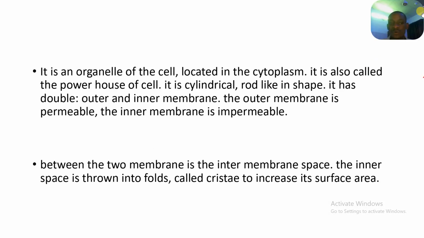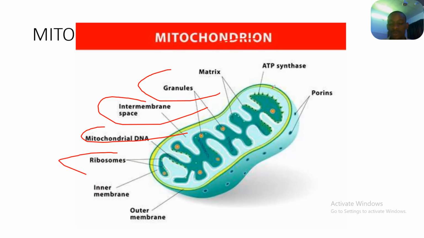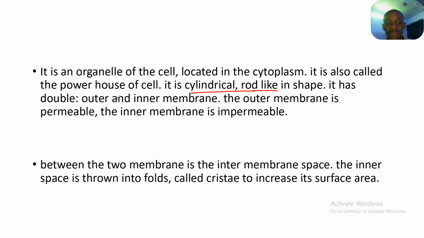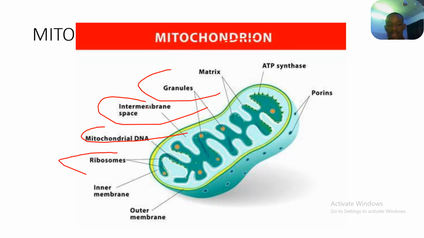We say that first of all, the mitochondria is an organelle of the cell. First of all, it is located in the cytoplasm. It is also called what? Powerhouse of the cell. It is cylindrical, rod-like in shape. All right, this is what we are talking about. It has a double membrane. All right, that's outer and inner membrane. Now the outer membrane is permeable, and the inner membrane is what? Impermeable.